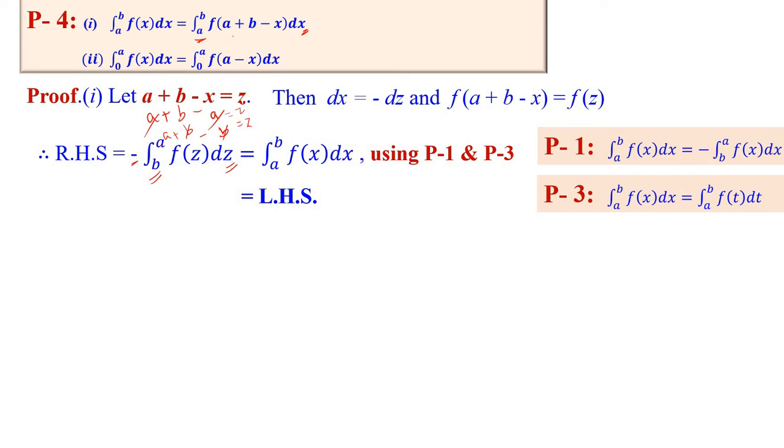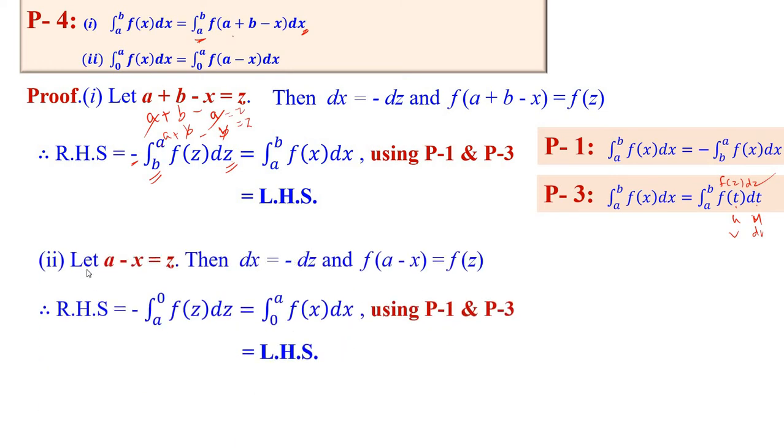Here remember, whether I have t or u or v, that doesn't matter. So even f of z dz. So using the third property, we have this. But this is nothing but your LHS, what is given.